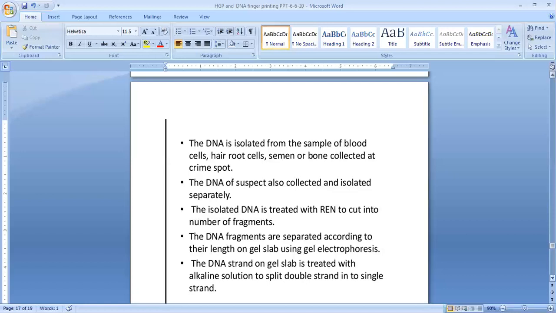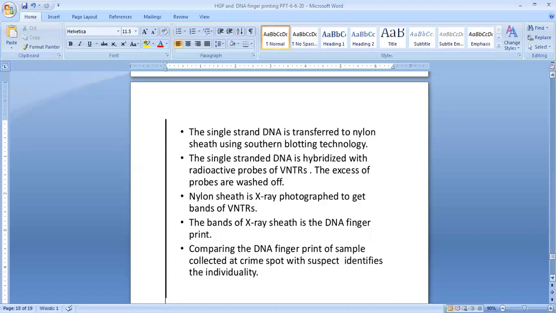I told you before what is meant by electrophoresis: the movement of charged particles in a fluid or gel under the influence of an electric field is called electrophoresis. The DNA strands are now separated. After that, the DNA on the gel slab is treated with alkaline solution to split the double strand into single strand. The next step is to split this double-stranded DNA into single strand, and for that we treat it with alkaline solution.